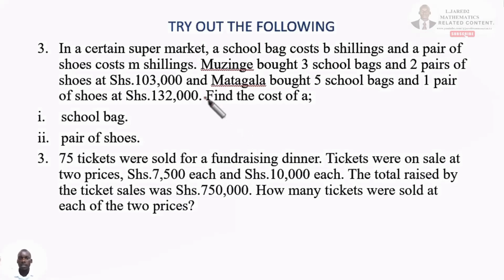We have more questions here. It says try out the following. We have number 3, number 4, only that they are numbered poorly. Let me change this, supposed to be number 4, and then this is number 5.